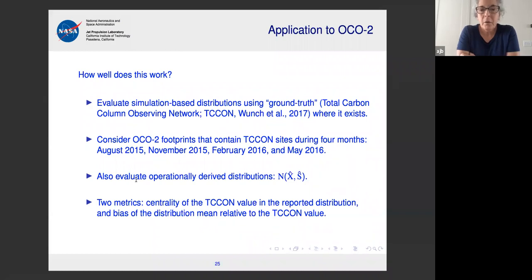And then because bias is an especially important characteristic to worry about in these inferences, because these numbers are going to be fed into flux inversion models, we worry a lot about bias. So we decided we would also look at the bias of our distribution relative to that TCCON value and the bias of the Gaussian approximation relative to the TCCON value.